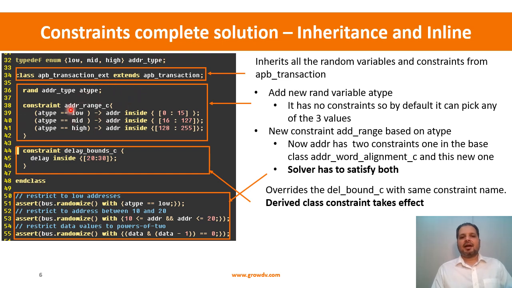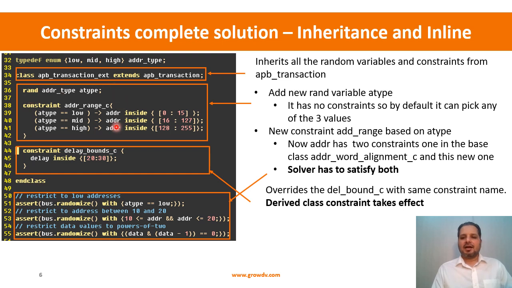Then I'm adding a new constraint, the address range constraint. In the previous example, if you remember, we had only the constraint for the alignment, wherein we made the last two bits of this 32-bit address 0. That's the only constraint we had in the base class. Now we are going to add some range constraints over here. So I have added this new property which is of the rand type.